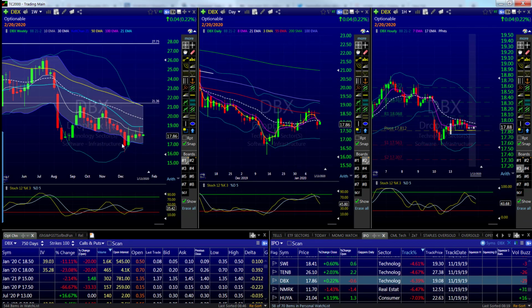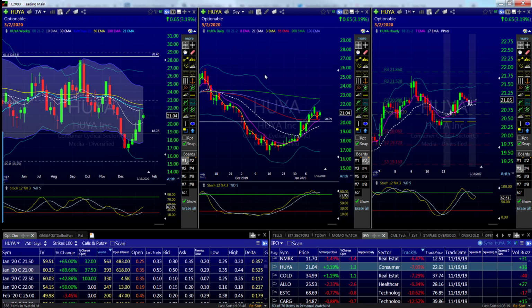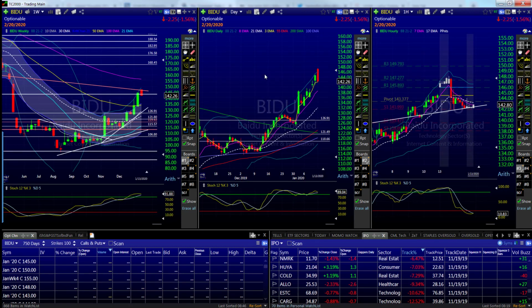Dropbox, even though it had a lot of insider buying, it's still not above the 10 and the 21, so I'm not interested. Huya was very interesting. Big expansion bar, sideways consolidation, break above. That's the 100 week. It's very productive. Like this, it's a China play, but again, it's not as exciting as some of the China plays directly, like Baidu, one of my favorites.